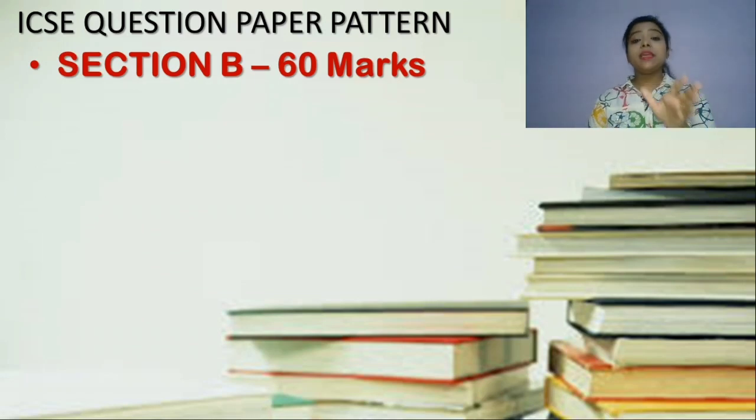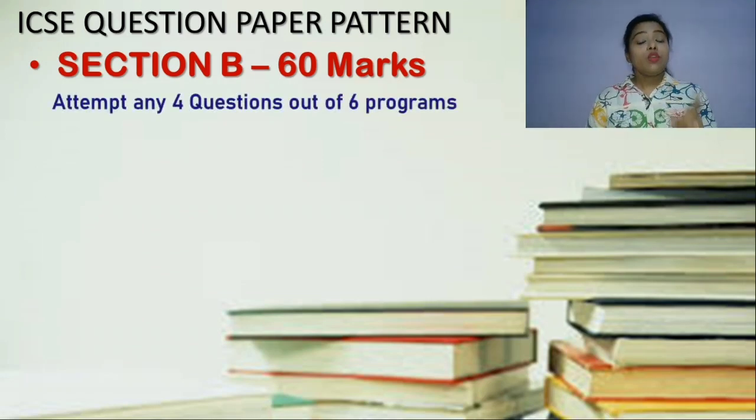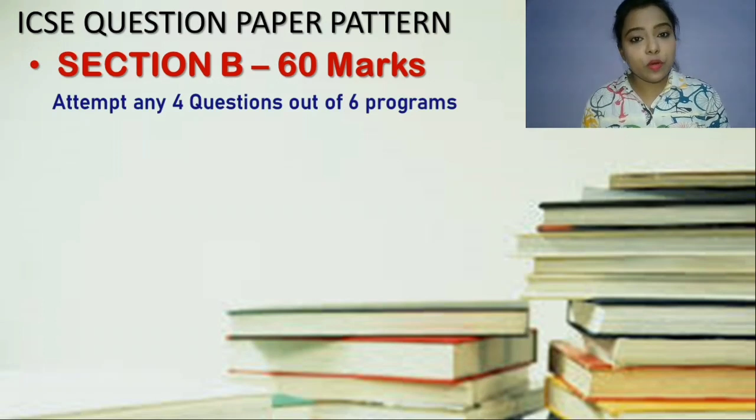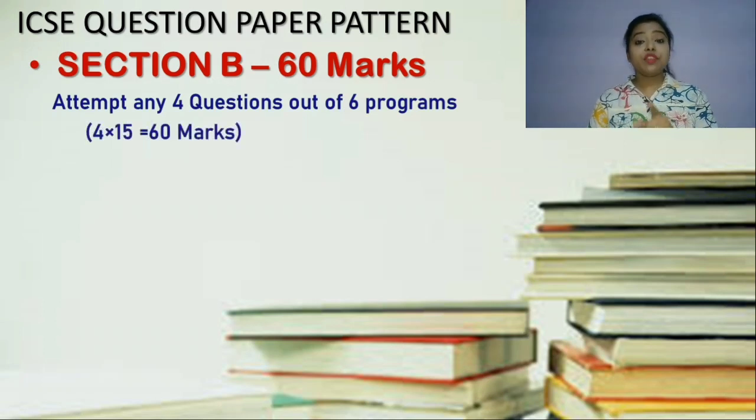So here section B contains 60 marks and you have to attempt 4 questions out of 6 programs. So any 4 questions you will attempt out of 6 programs. Each question will have 15 marks. So 4 into 15 becomes 60 marks.